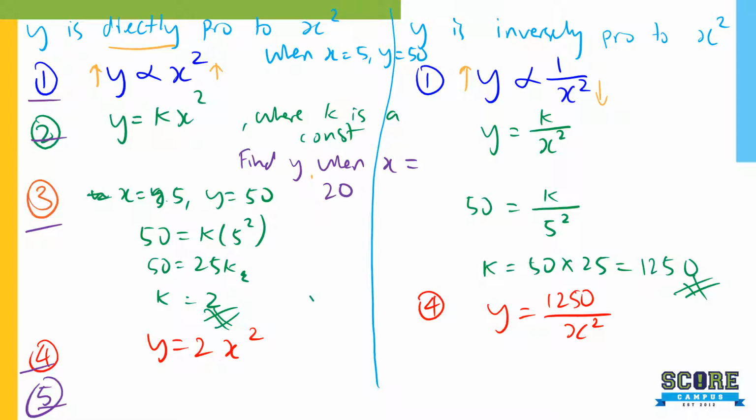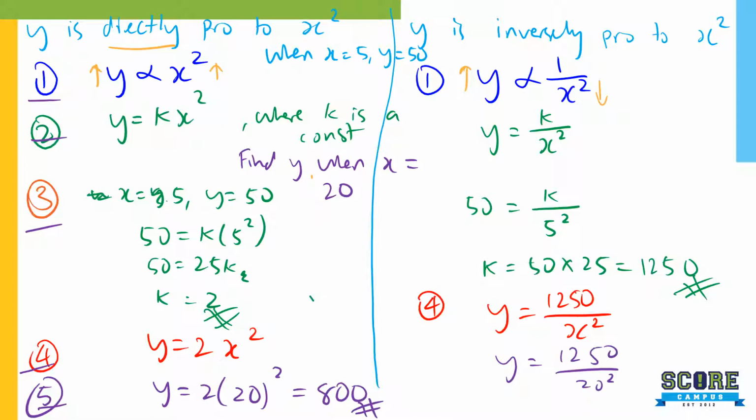So when x equals 20, you have y equals 2 times 20 squared, which is 20 times 20 is 400, times 2 is 800. Y equals 800 over here. And here, y equals 1250 over 20 squared, which is 1250 divided by 400. You get 3.125. Y equals 3.125. And you see the clear difference over here, right? This increases, this decreases. So this is the difference between directly and inversely proportional. 5 steps, just 5 steps, and you get your answer.